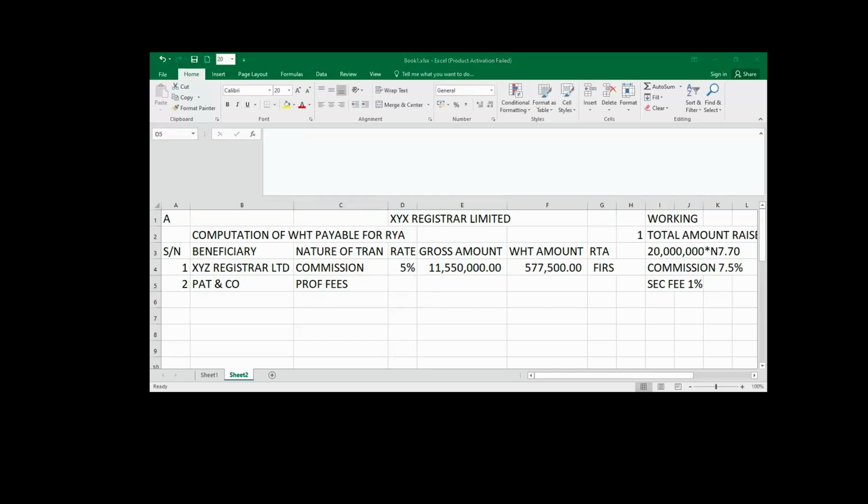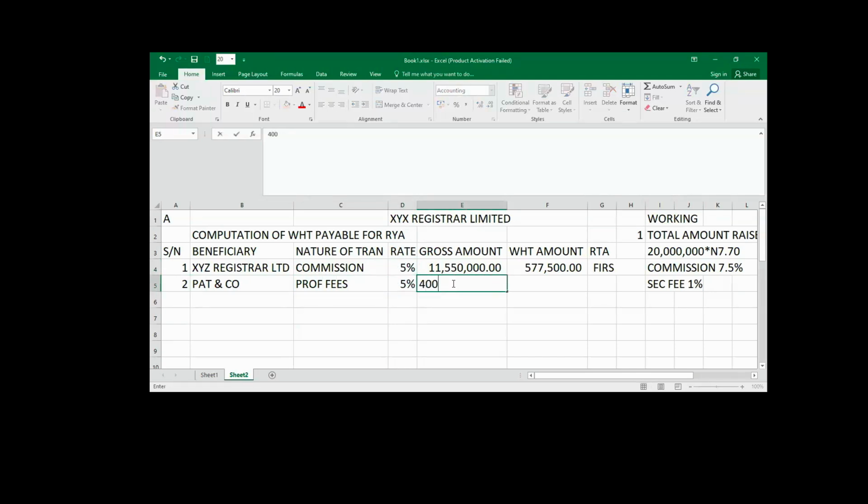10% of how much? 4 million. And what is the withholding tax rate for professional fee? So Pat and Co, is it an individual or a company? Is the taxpayer a company or an individual? In partnership. Partnership, it is still what? 5%. So it is still 5%.